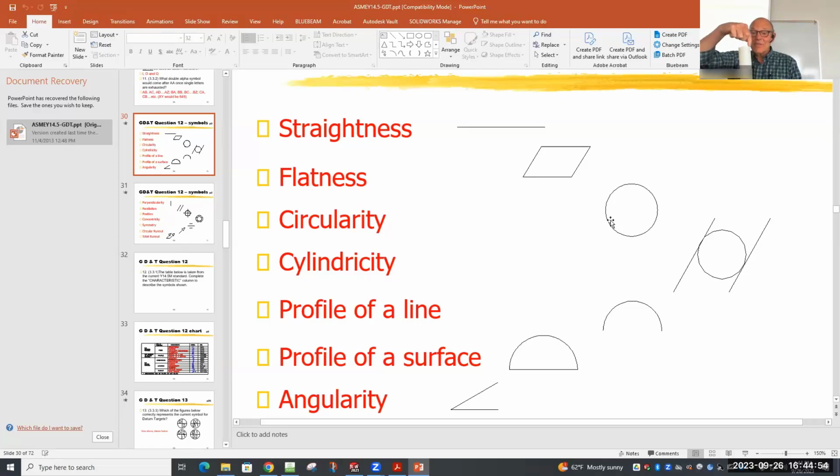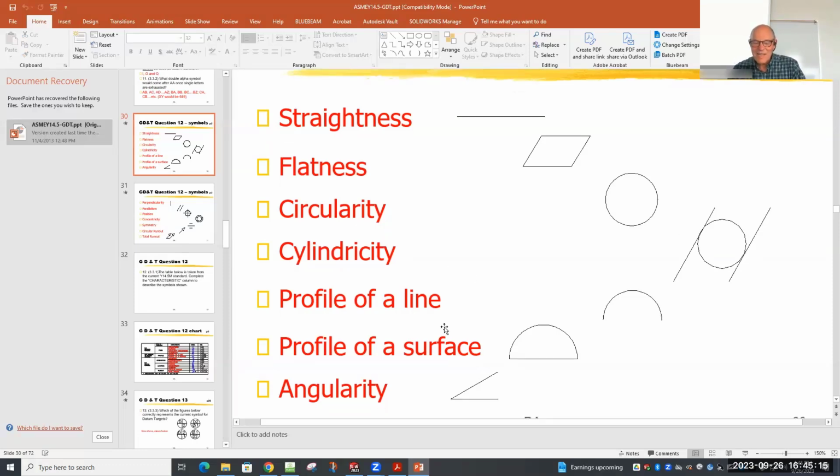You make a sandwich, and that sandwich is two circles that are concentric, and the surface has to be between those two circles that are concentric. Cylindricity, which is fun to say, there's a symbol, and that just means circularity is, again, at one point. Cylindricity is along the whole cylinder.